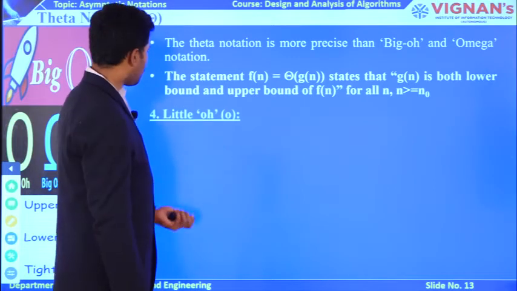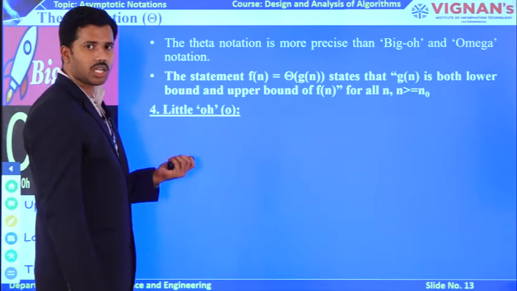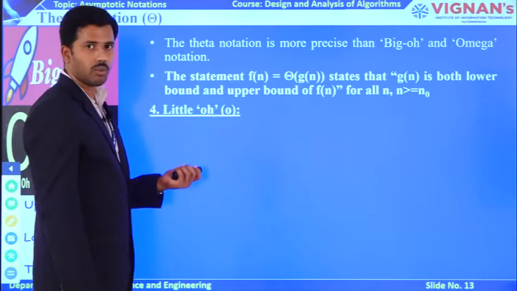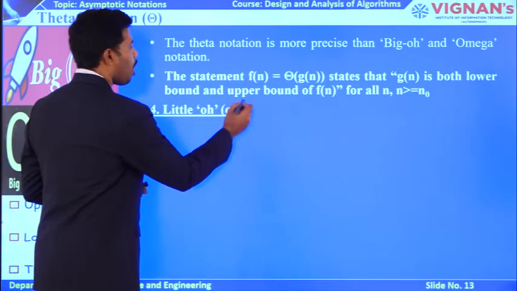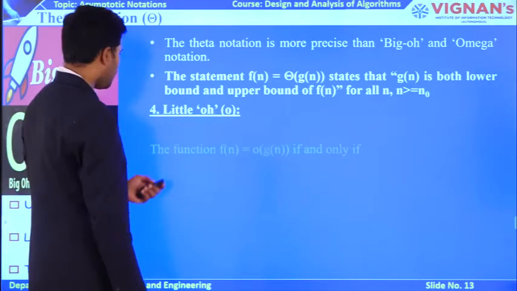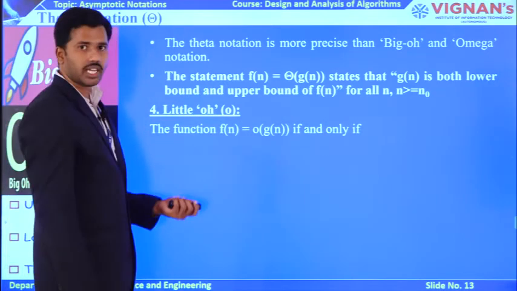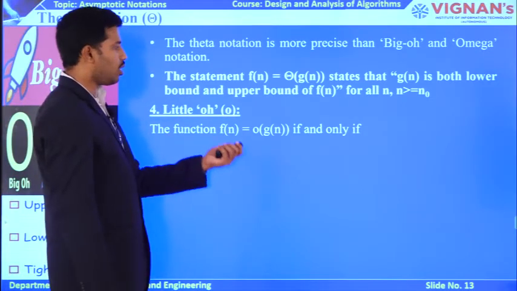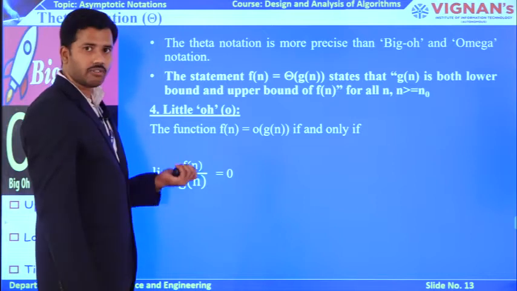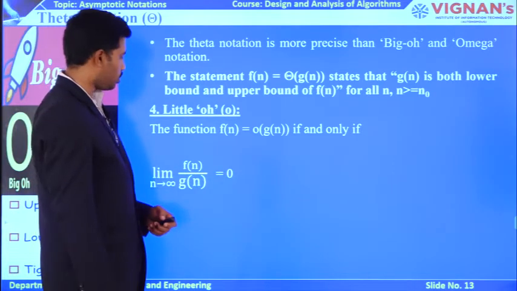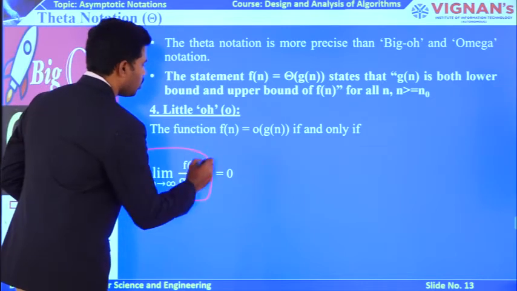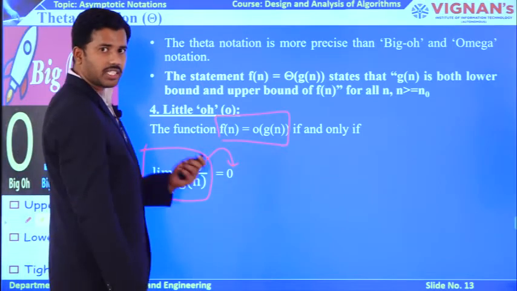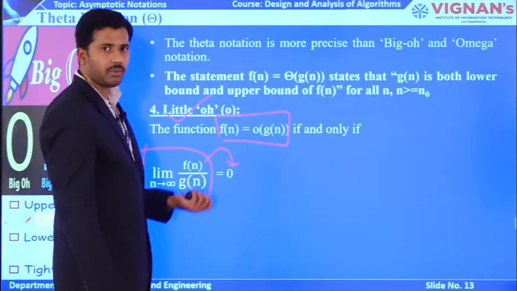Okay. Now let us discuss the last two notations, which are little o as well as little omega. First of all, we will discuss little o, which is denoted by small o. Whenever two positive functions f of n and g of n have a relation with little o, then the limit n tends to infinity of f of n by g of n equals 0. If this is equal to 0, then only you can say that f of n as well as g of n have a relation with little o. That is the main theme behind this discussion.